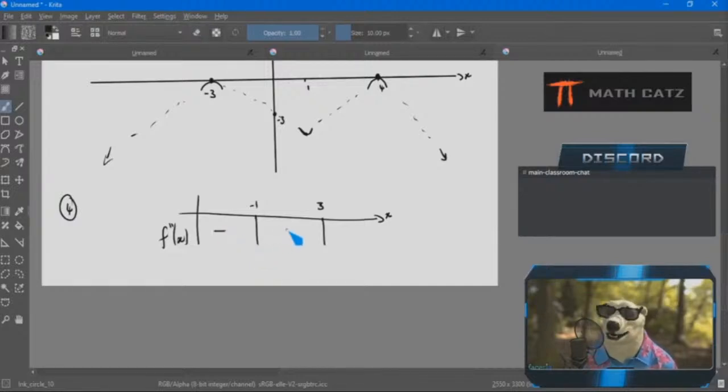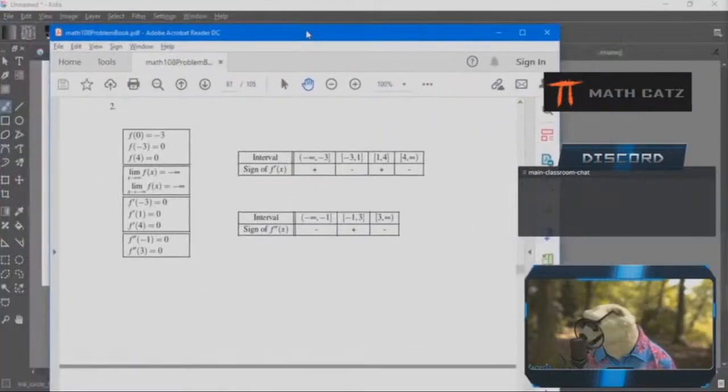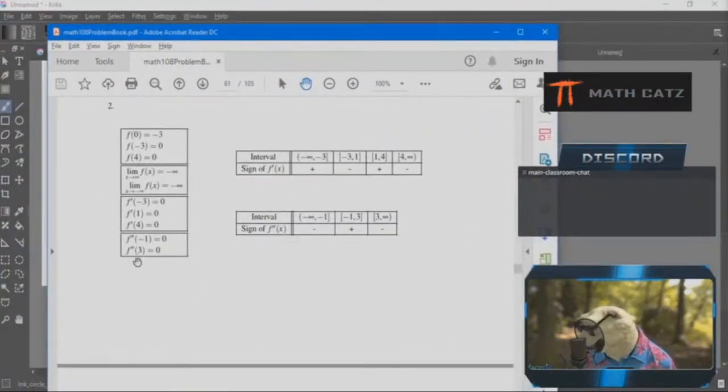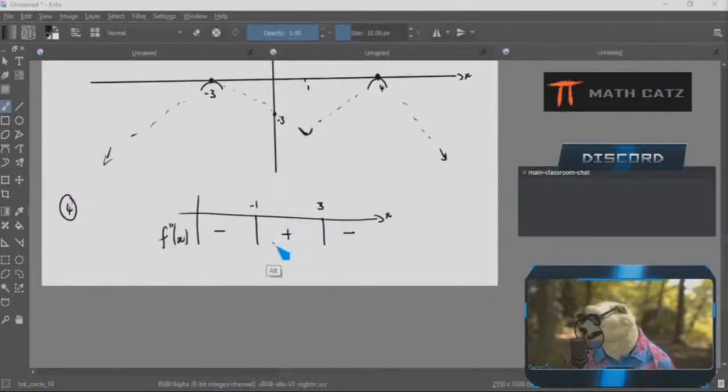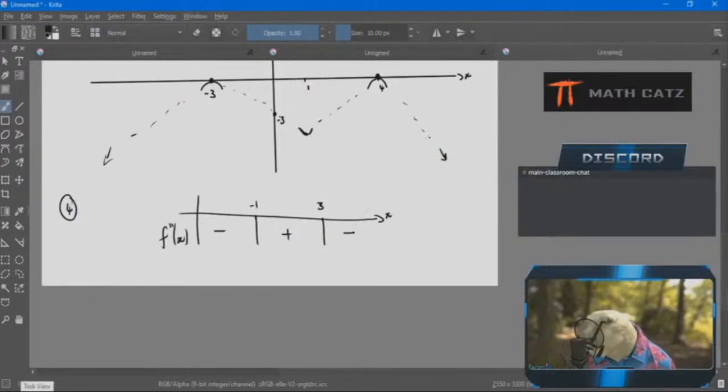Then I have a negative, a positive, a negative. And they tell me that second derivative values, -1 and 3, they're both 0, which for a polynomial, they would be. If the first derivative is 0 in a polynomial, the second derivative is going to be as well. And I'm thinking polynomial, definitely. So I'm concave down, concave up, concave down. Does that fit? Oh, so at -1, something interesting is happening. An inflection point is happening.